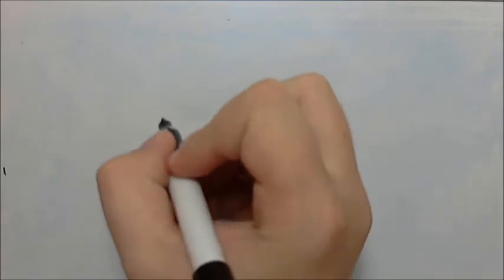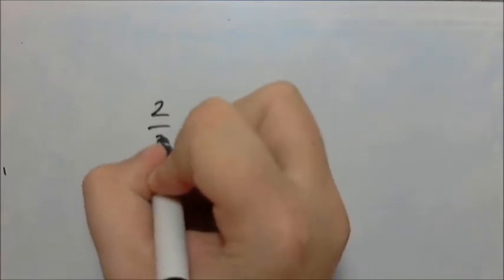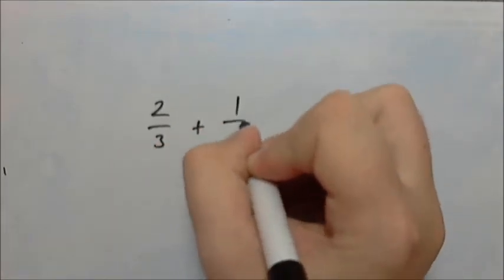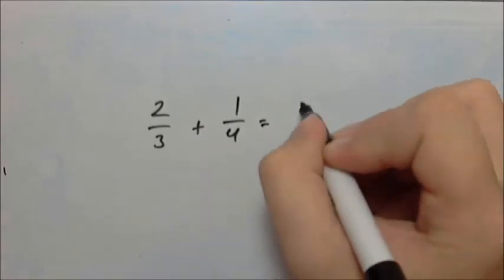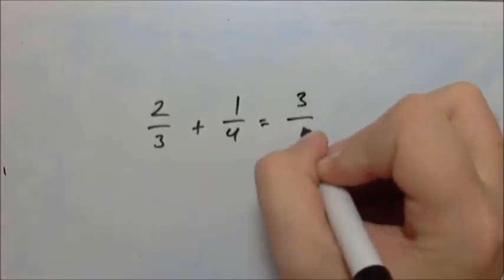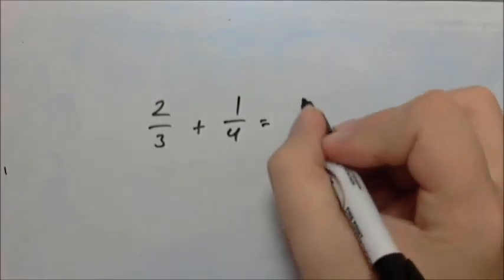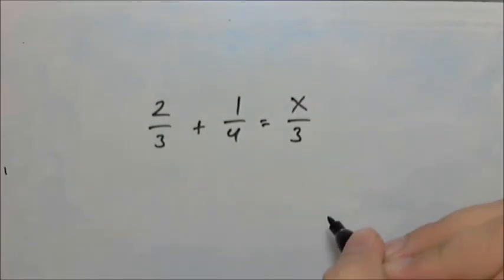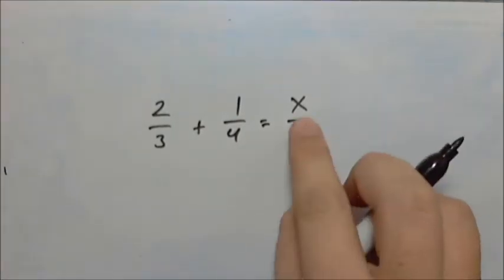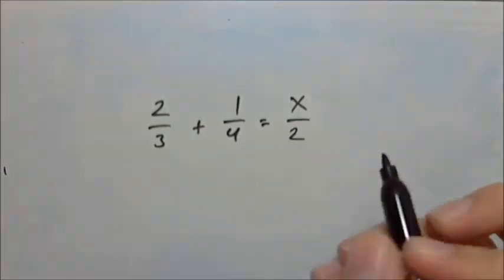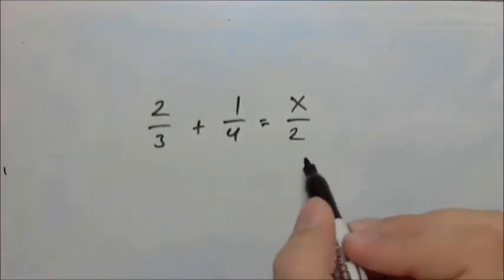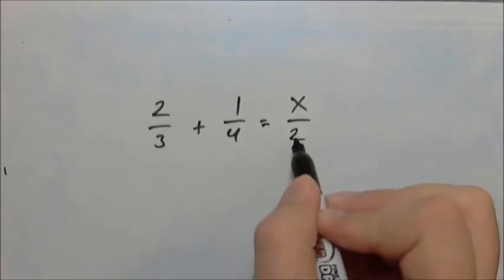So now I'm going to show you the classic way of solving this type of problem. So we've got 2 over 3 plus 1 over 4 equals 3 over x. I should switch that. x over 3. We don't want to make it too hard now. Alright, so the classical way of doing this, with different denominators, say, well, we take all the denominators.